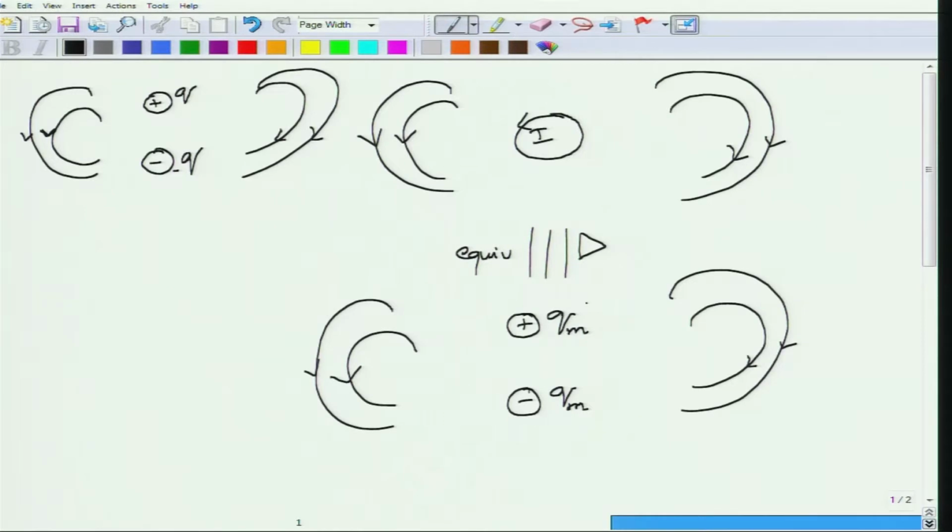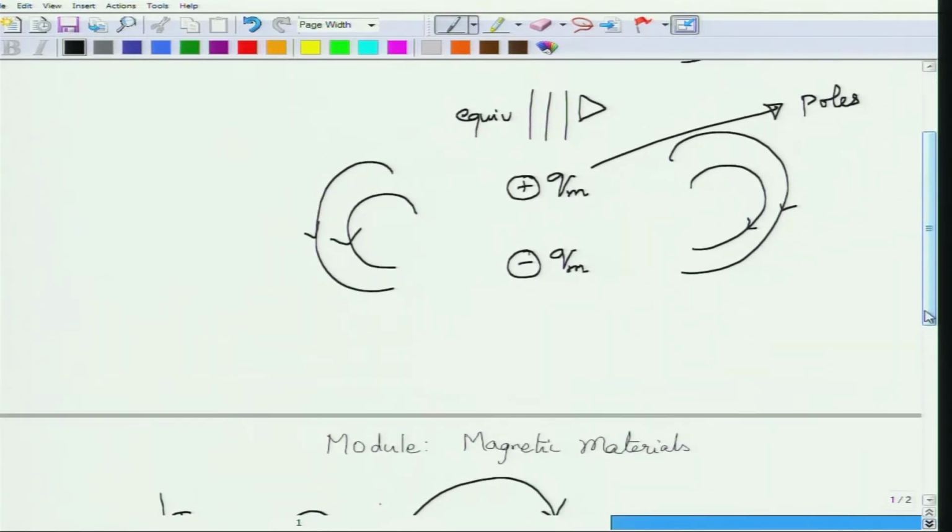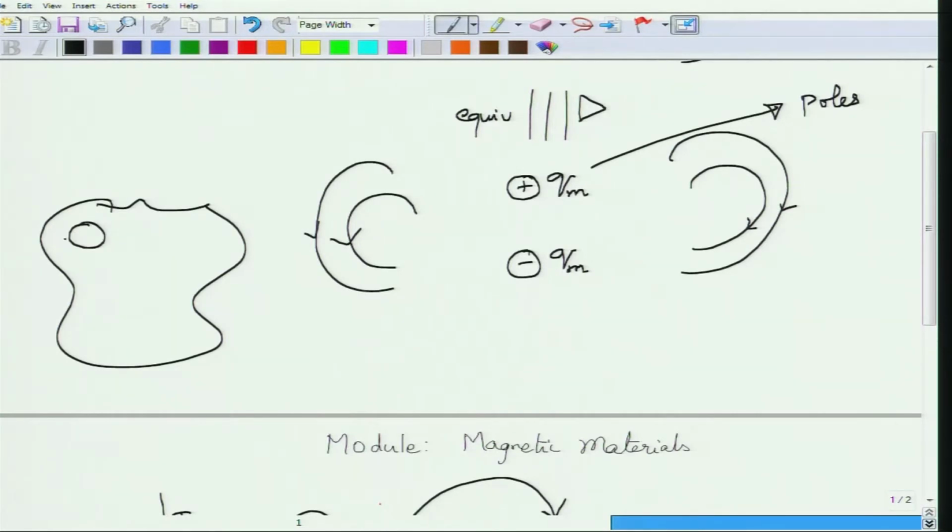In fact, the colloquial term for these magnetic charges used to be poles, and this is how the colloquial law of attraction was formulated earlier: like poles repel and unlike poles attract. So the pole would refer to the poles of a magnetic material. So if you think of any magnetic material, just as we did for the dielectric materials, you can think of the magnetic material as consisting of tiny current loops.